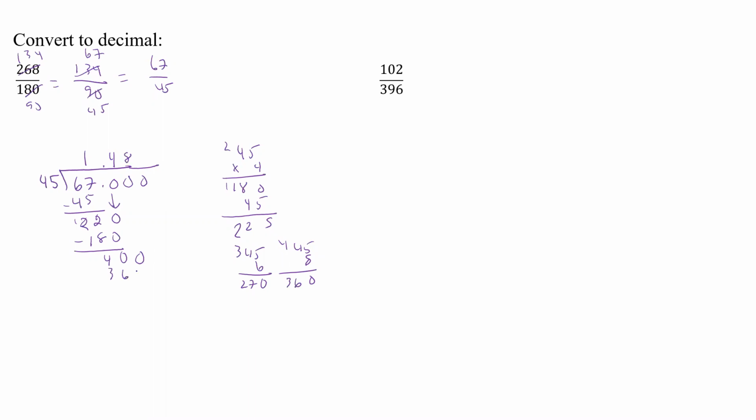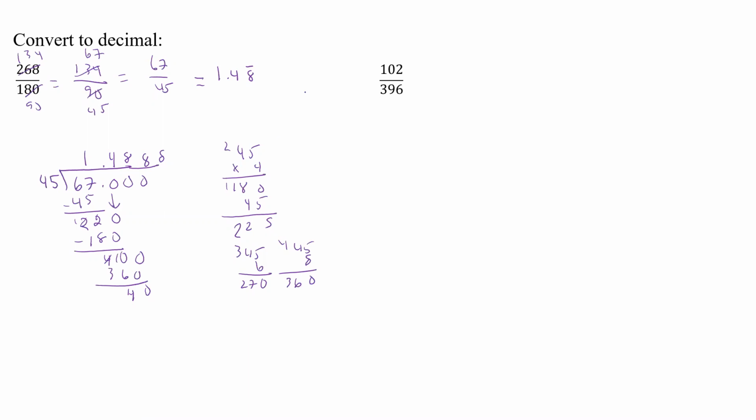We have 360. Subtract. It's going to be 4, 0. And notice we had 4, 0 here. We have 4, 0 again. So that's going to be 8. And it's just going to keep repeating 8, 8, 8 as far as we go, it looks like. And so because of that, this is going to be a repeating decimal. And so that's going to be 1.48. And because 8 repeats, we can put our bar over that, and we have 1.48 repeating.